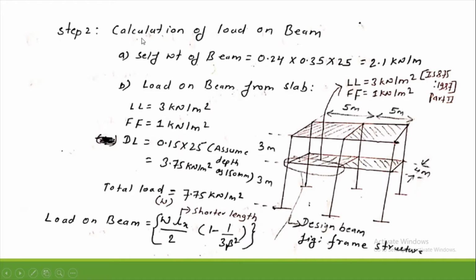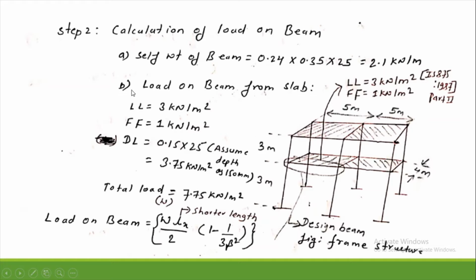For step 2, calculation of load on beam. What loads act on the beams? Obviously self weight, slab load, and wall load. First, 2a, we calculate the self weight of the beam, which is 0.24 times 0.35 times 25. 25 is the unit weight of RCC, 0.35 is the depth and 0.24 is the width of the beam. By calculating this value, we get 2.1 kilonewton per meter.